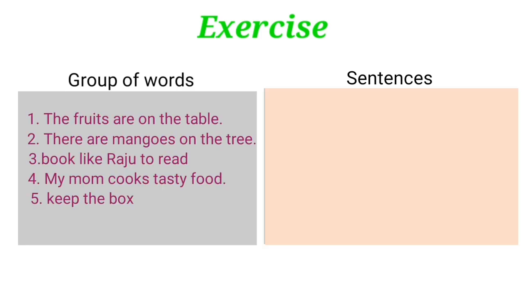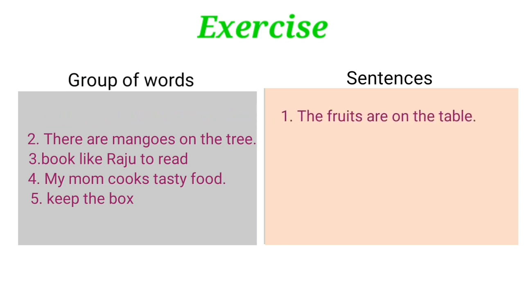Children, let's try to solve an exercise, alright? Now let's pick out the group of words that are sentences and place them on the column to the right side. The first one, the fruits are on the table. This group of words make complete sense because they begin with a capital letter and end with a full stop. So it is a sentence and we can place it in the column to the right side.